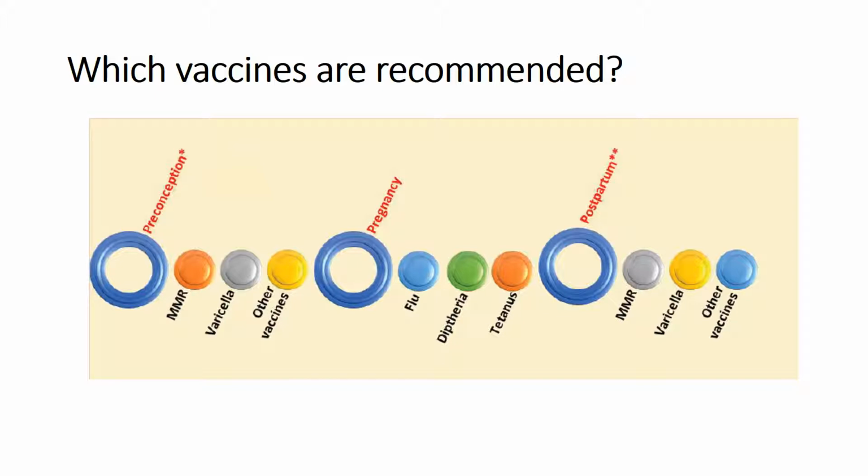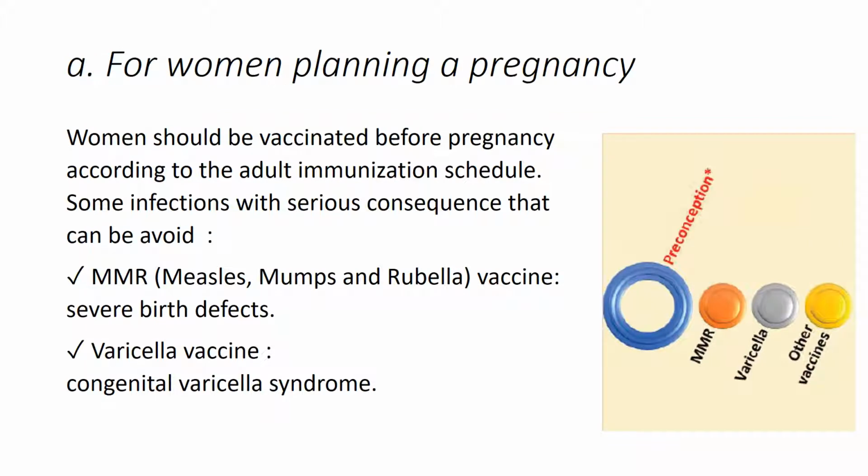Now let's have a look at the current landscape of maternal immunization and the schedule. First, for women planning a pregnancy: those women should be vaccinated before pregnancy according to the adult immunization schedule. Several infections with serious consequences can be prevented by preconception vaccination. For example, MMR vaccine. In fact, rubella infection during pregnancy can cause severe birth defects. Varicella vaccine also has value, as primary varicella infection during the first 2 trimesters can cause congenital varicella syndrome.